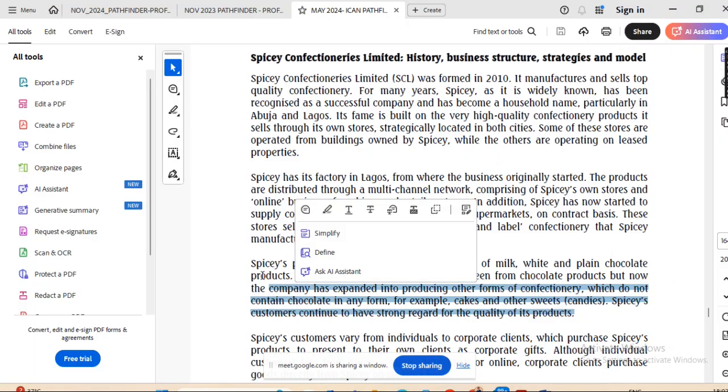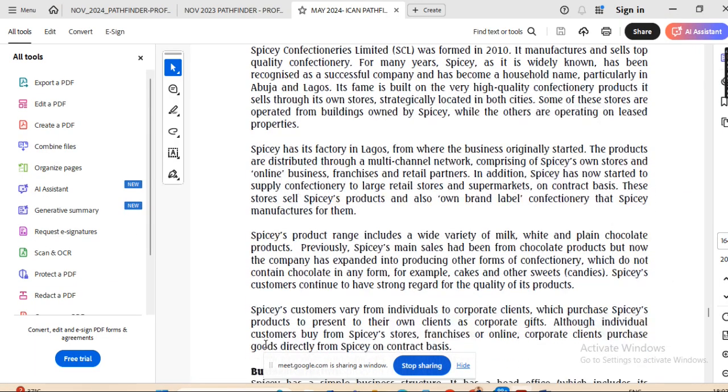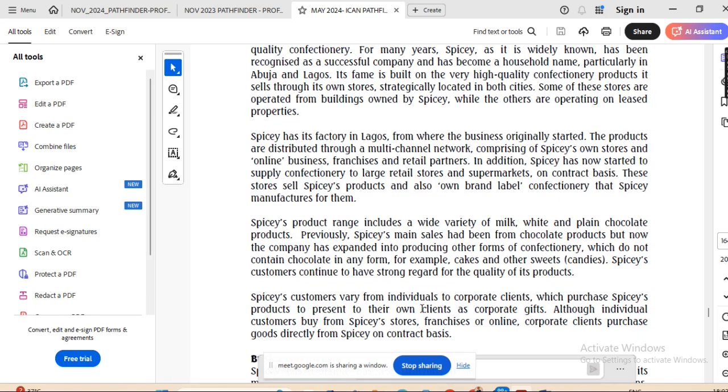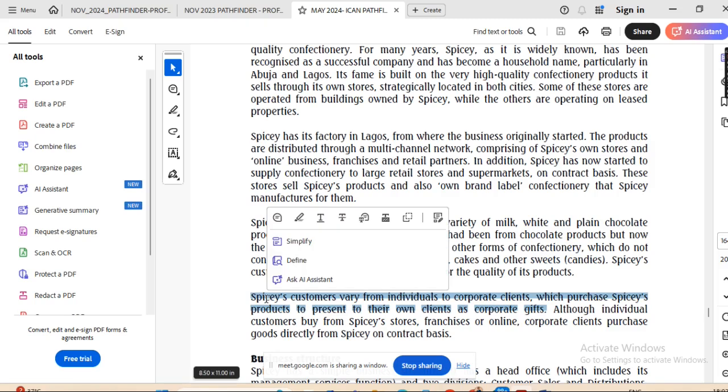right? Now, Spicy's customers vary from individuals to corporate clients, which purchase Spicy products to present to their own clients as corporate gifts. They have individuals to corporate, who present it to their own clients as a corporate gift. Although individual customers buy from Spicy stores, franchise or online, corporate clients purchase goods directly from Spicy on a contract basis.